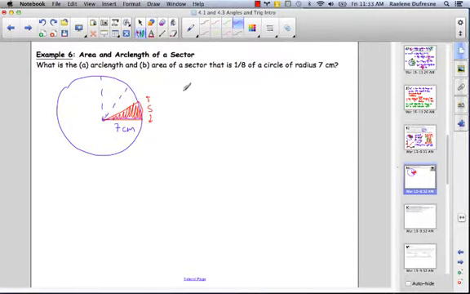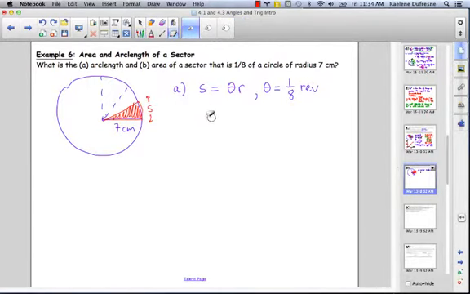So the arc length formula says S equals theta r, and in this case theta is equal to 1/8 of a circle. That 1/8 of a circle is really in revolutions, and so what we need to do is convert from revolutions into radians, because radians is the SI unit. So we want to ask the question, how many radians belong to how many revolutions? 2 pi radians belongs to 1 revolution, and when we simplify this, we get that theta is equal to pi over 4.